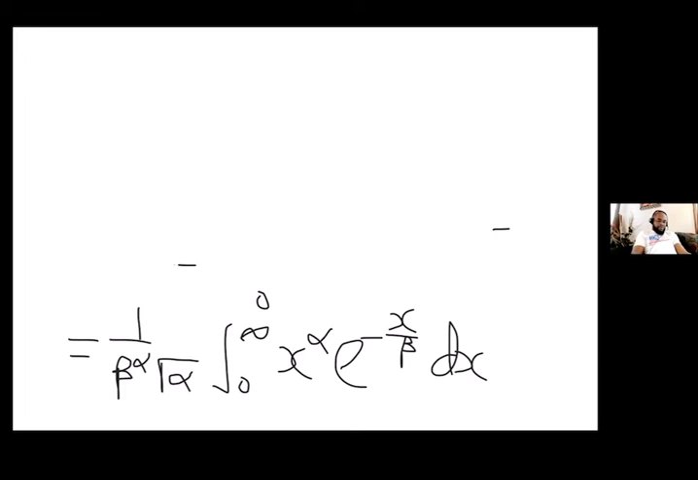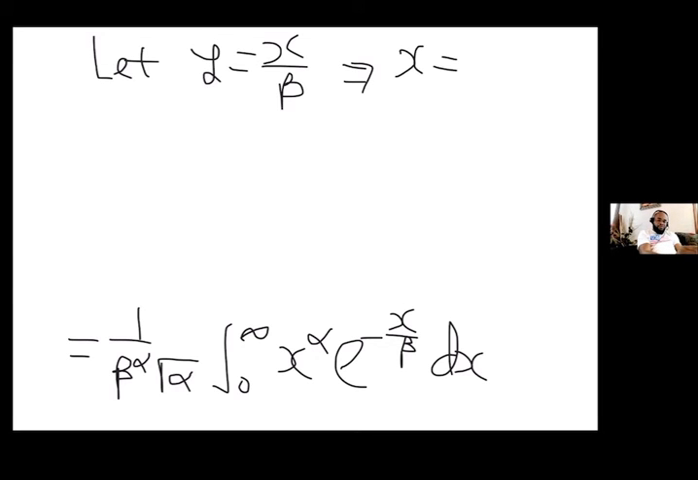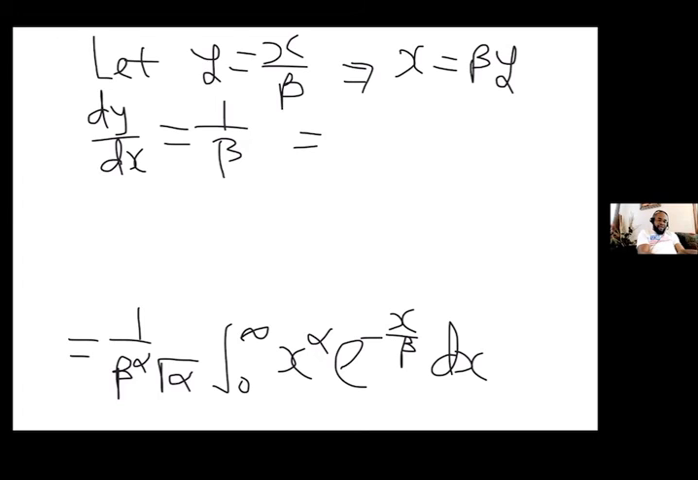Now the expected value of x equals... I can let y be equal to x over beta, right? Based on what I have now. And that implies x equals beta y. And what is dy/dx? It is 1 over beta, and that implies dx equals beta dy.